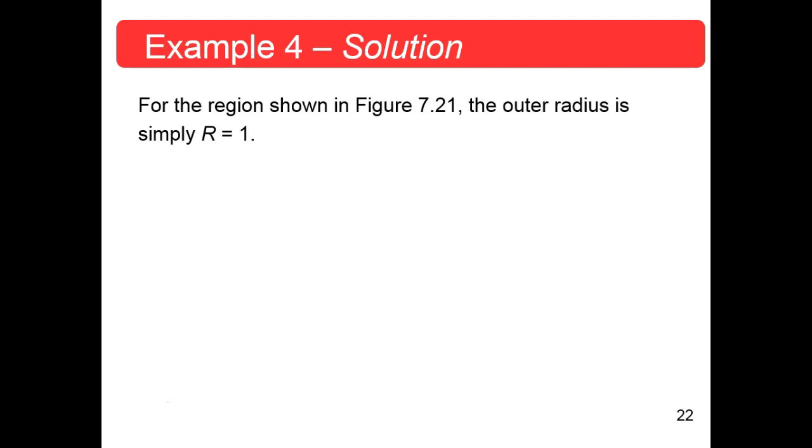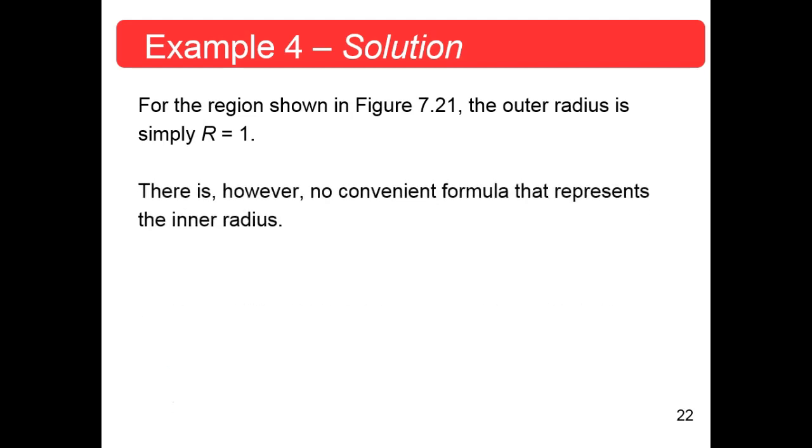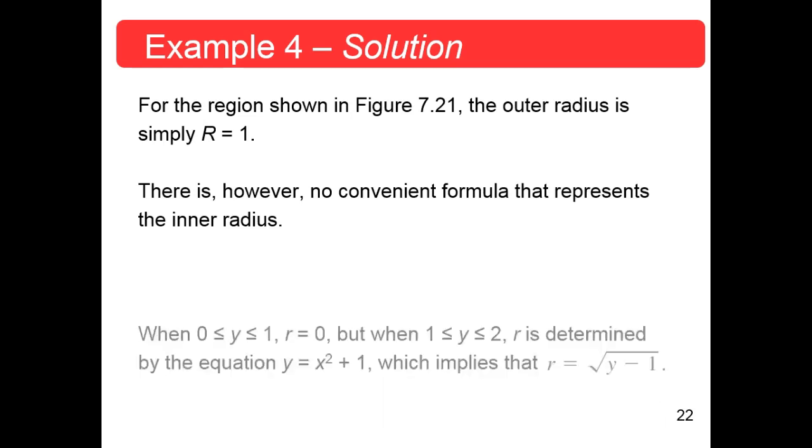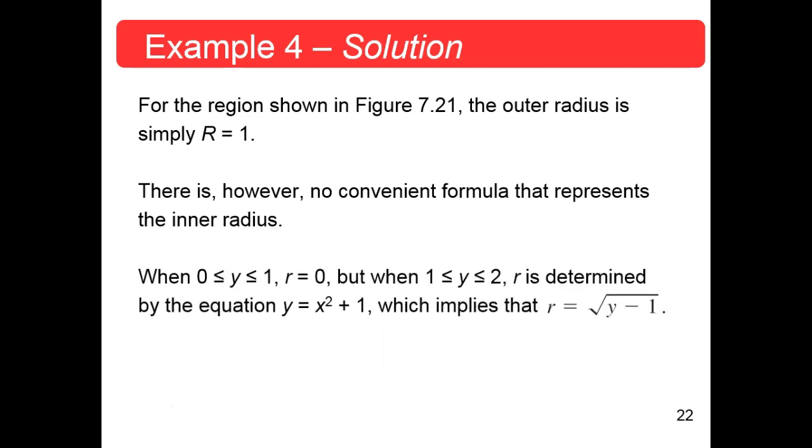Okay? So for the region shown, the outer radius is simple. R is equal to 1. Okay, they're going to do it this way. There is, however, no convenient formula that represents the inner radius. So you have an inconvenient formula.